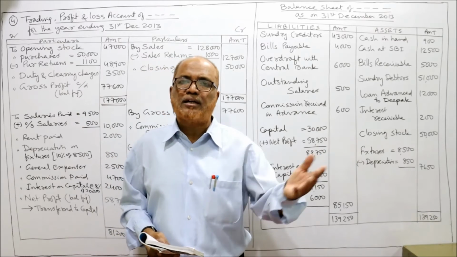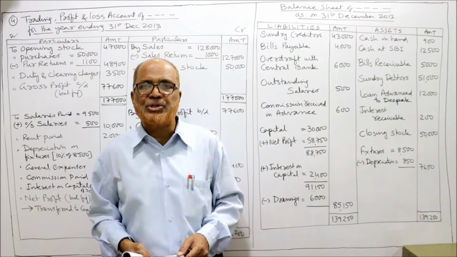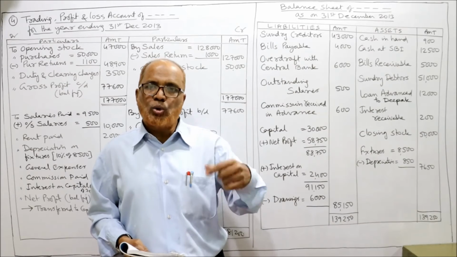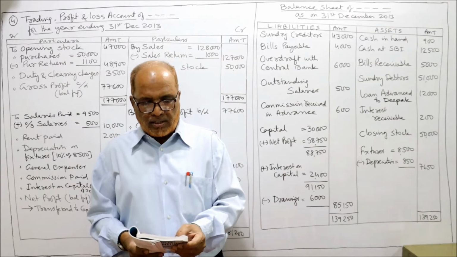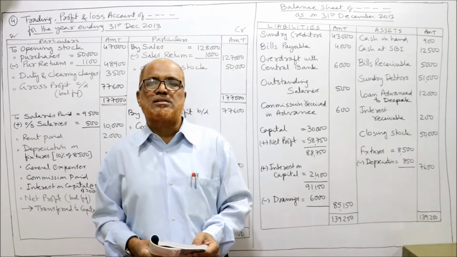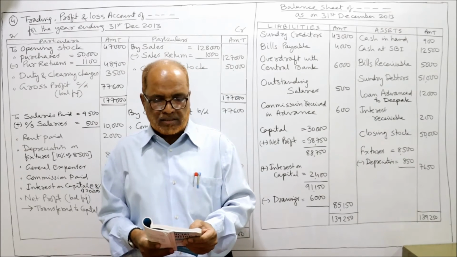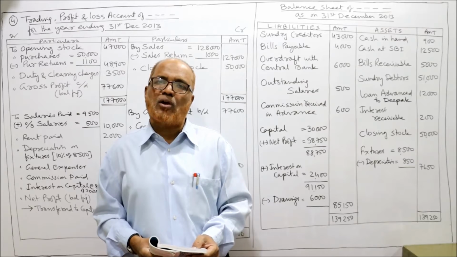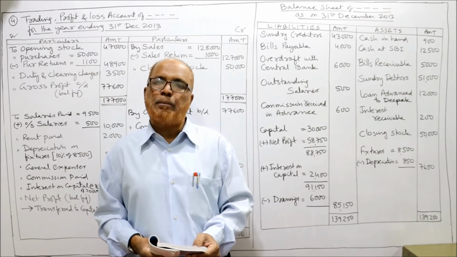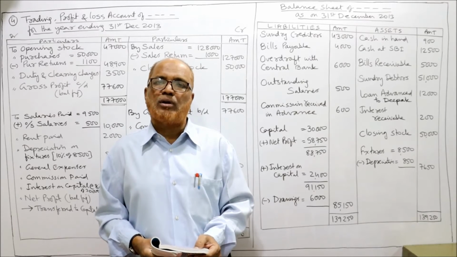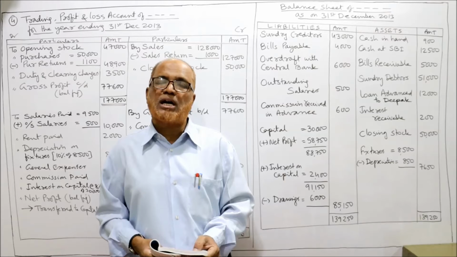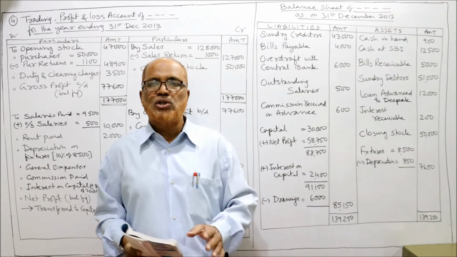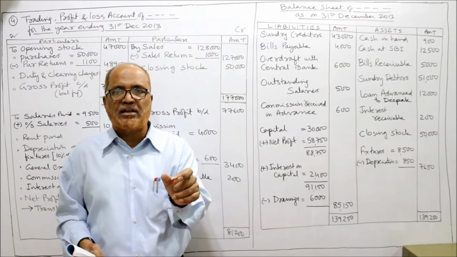Similarly, return to creditors, it's a purchase return. It will be deducted from purchases. Then commission and traveling expenses, profit and loss account, debit side. General expenses, profit and loss account, debit side. Rent paid, profit and loss account, debit side. Commission received, this is other income, profit and loss account, credit side. So we have decided all the items given in the trial balance.